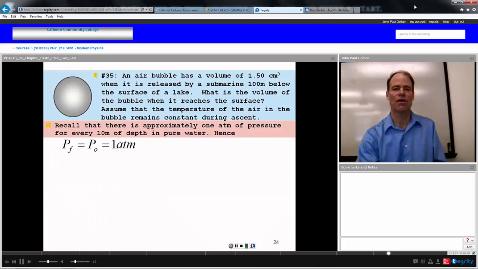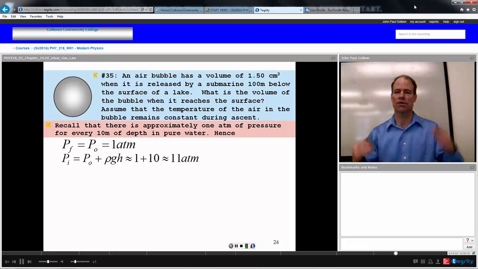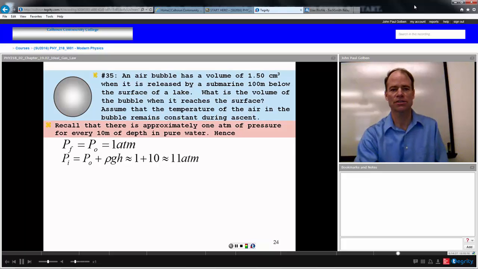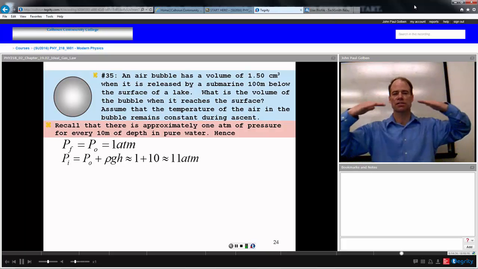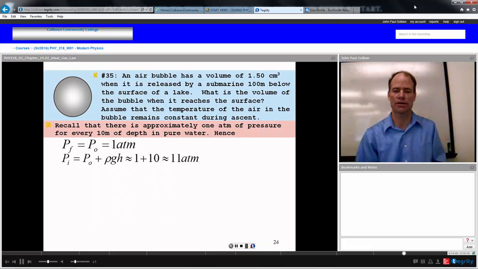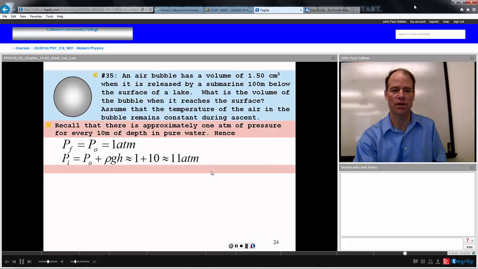And we'll recall that for every 10 meters of depth in pure water, we have an atmosphere. So our original pressure is going to be 1 atmosphere. If we go down 100 meters below, we're going to add an atmosphere for every 10 meters we go. So for 100 meters, we're going to add 10 atmospheres. So our initial pressure down below, at 100 meters, is going to be 11 atmospheres. Our final pressure, which will be the pressure at the surface of the water, will be just atmospheric pressure. So we're going to go from 11 to 1.